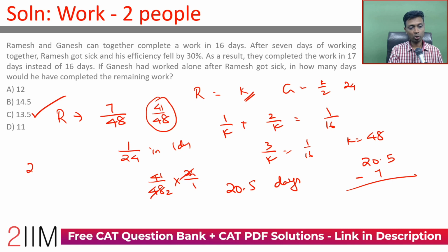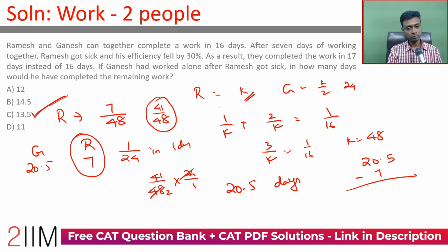So Ganesh puts in a total of 20.5. Ramesh puts in a total of 7 days. This much of Ganesh and this much of Ramesh, they would have finished the entire task. And so after Ramesh disappears, Ganesh has to put 13.5 more days of effort. The moment we find that Ganesh is equal to twice Ramesh, we are through. This question becomes very simple.